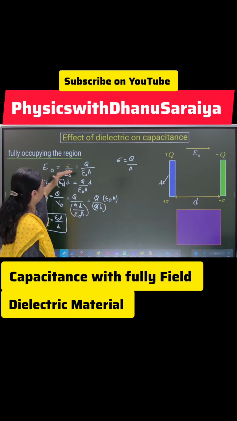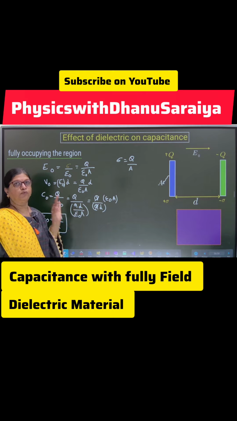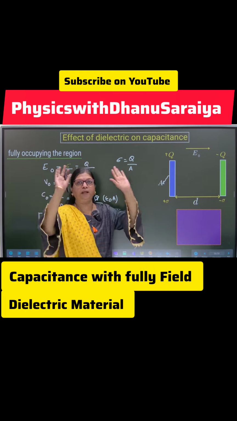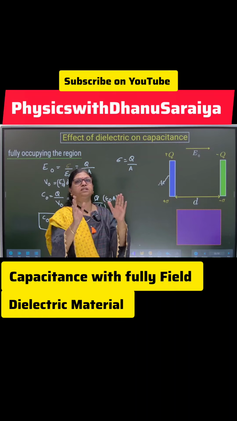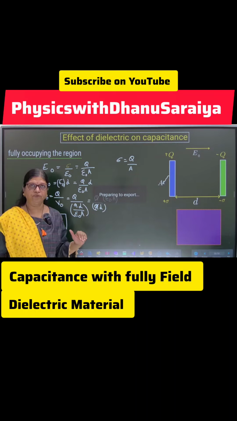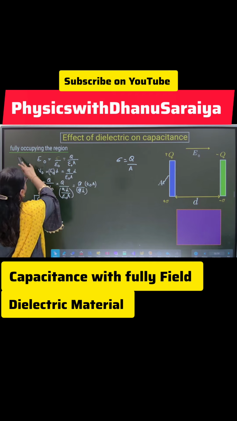This is just a revision part and remembrance part, to follow the same steps whether we put a dielectric or whether we put a conductor in between the plates. So just to refresh these steps, step 1, step 2 and step 3, I have written them down. Now, as the heading says, dielectric fully occupying the region.